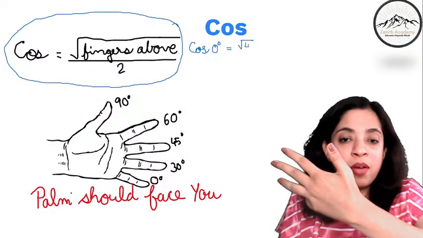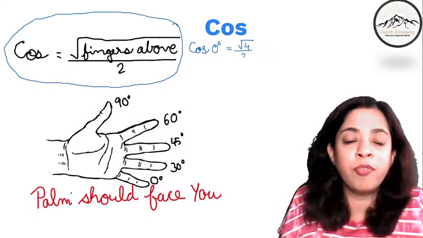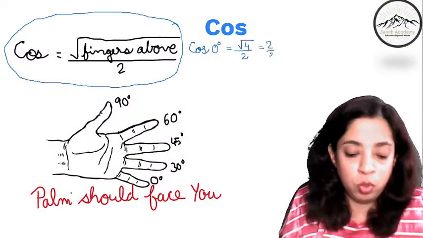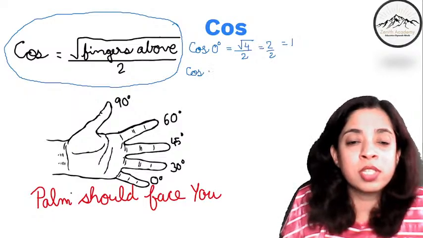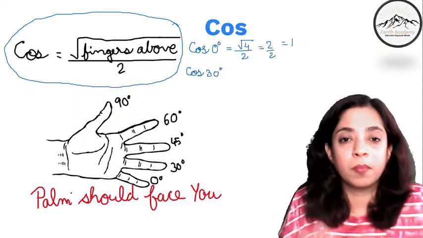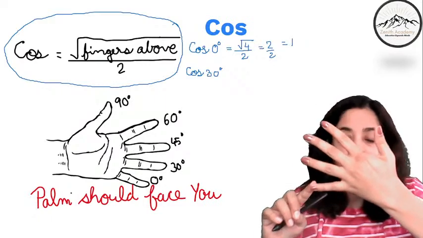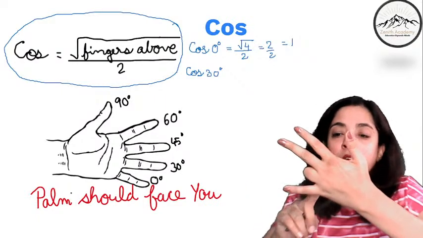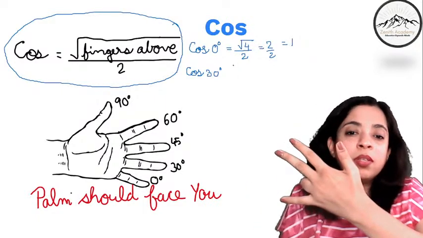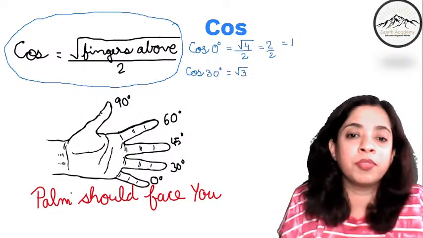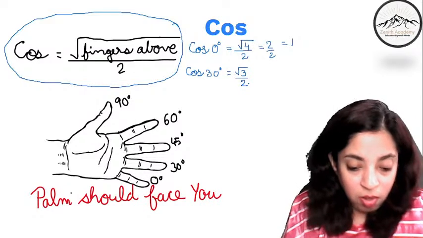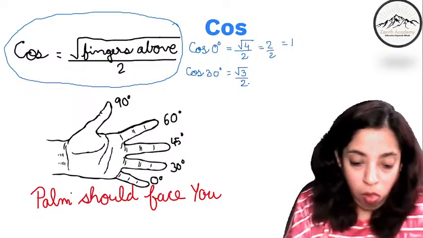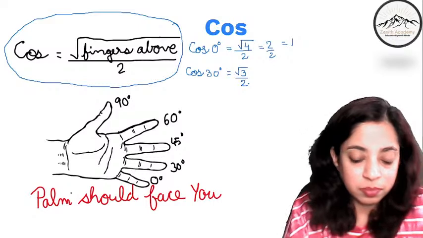Hi Varalakshmi, how many fingers are left? Square root of fingers above, 4 fingers are left, so square root of 4/2, which is 2/2, which is equal to 1. Now look at cos 30. 0 is this, 30 is this one, fold it, how many fingers are left above? 3 fingers, so square root of 3/2. Are you guys getting it?